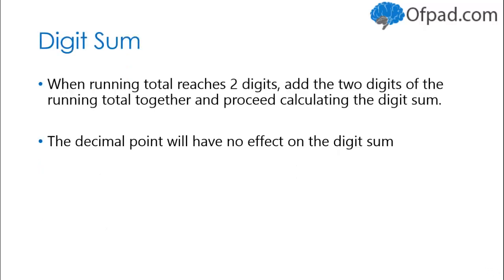When you're adding a number across to find the digit sum and your running total reaches 2 digits, you can add the 2 digits of the running total together and go ahead with calculating the digit sum using a single figure as your new running total. Decimal works the same way as normal numbers. The decimal point will have no effect on the digit sum.